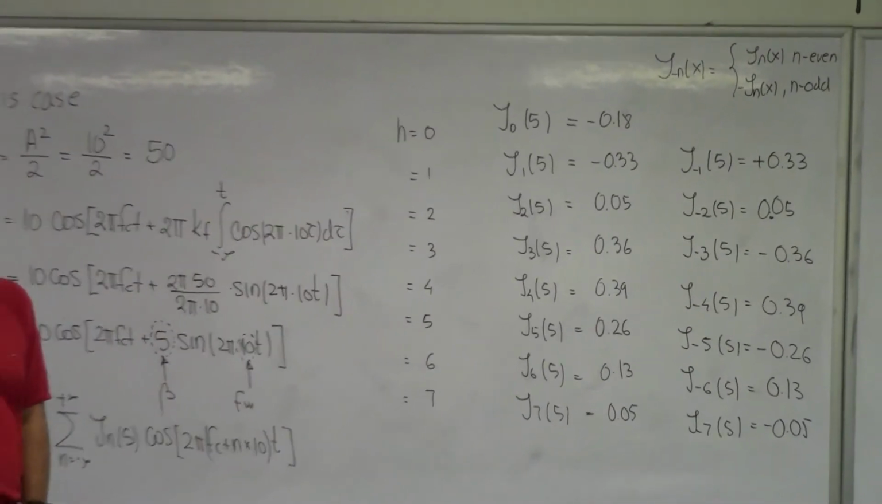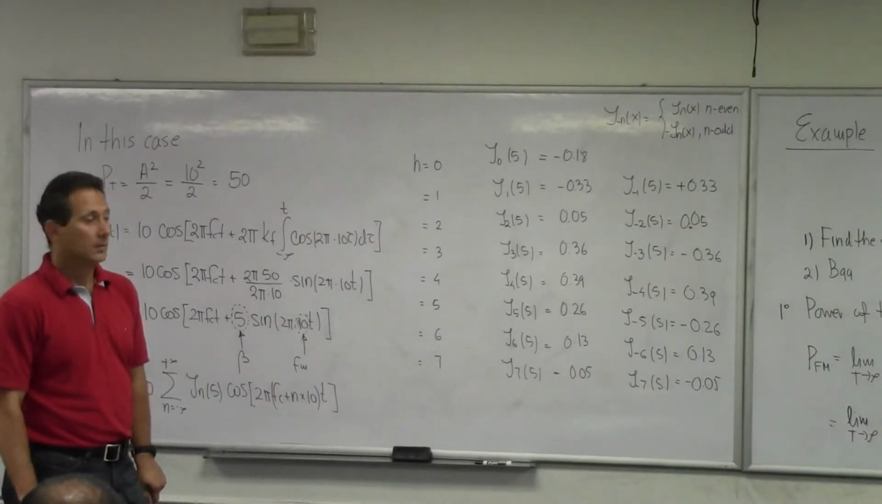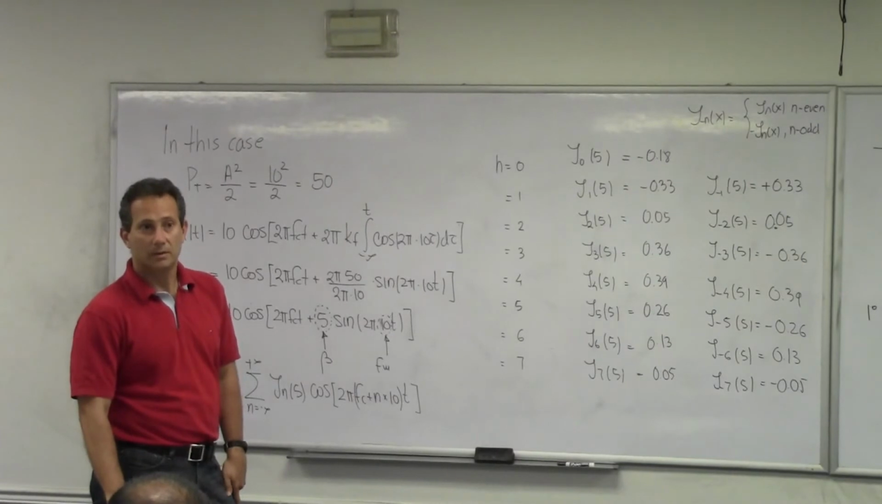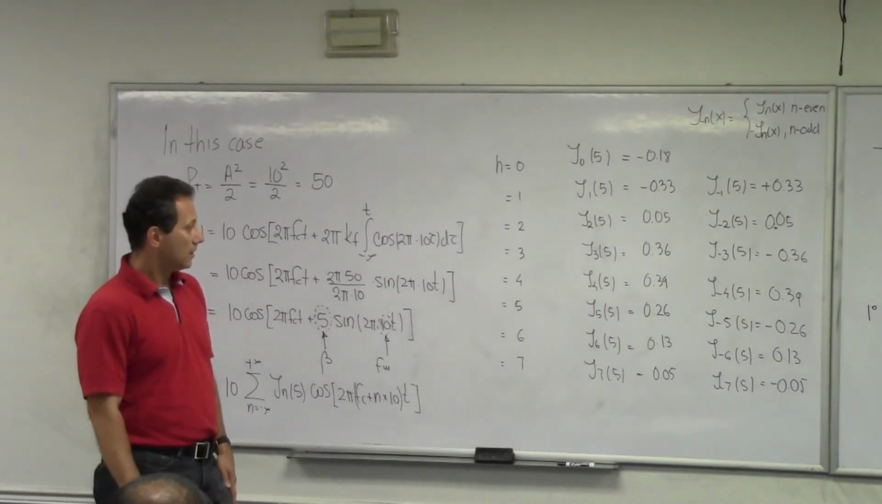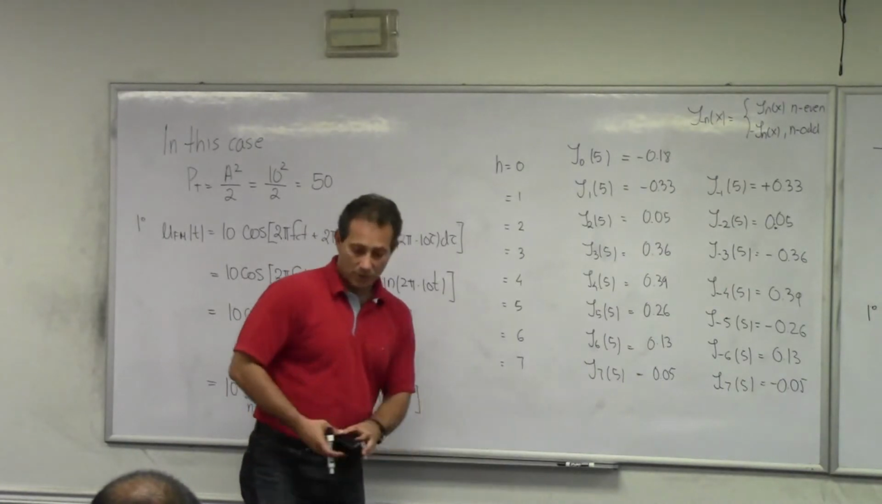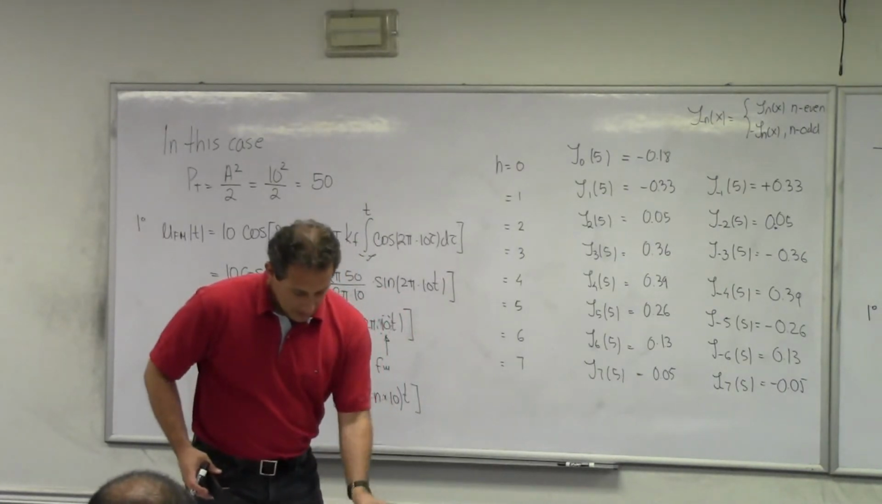Any questions so far? All right? So do you understand how I got them from the table? Yeah. Okay. All right, so let's draw this. The question is, how do we draw this spectrum?